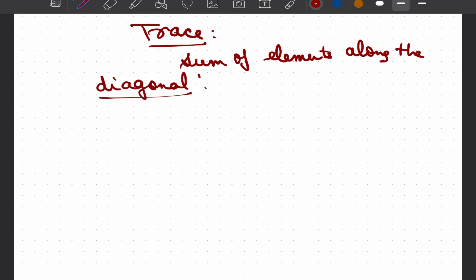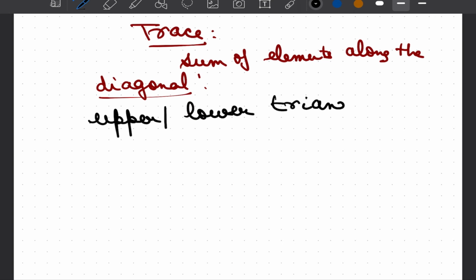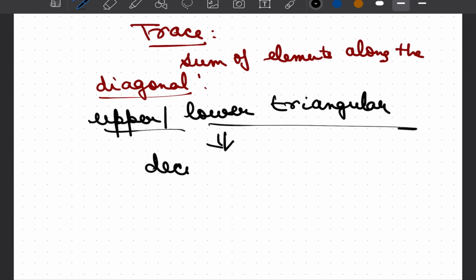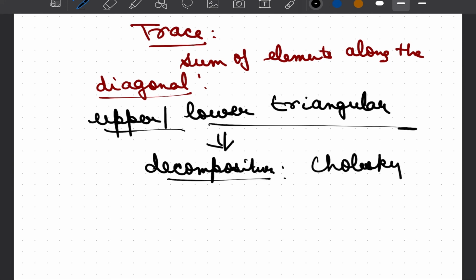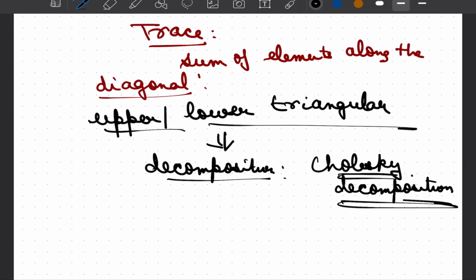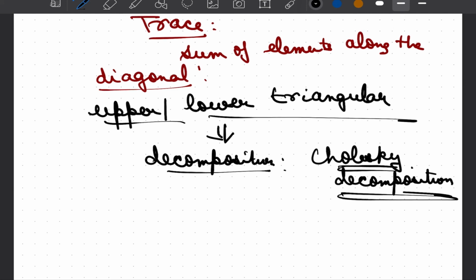Now, we might have heard of the terms upper or lower triangular matrix. Upper and lower triangular matrices are commonly used whenever we have to do some matrix decomposition. And one of the common decompositions which makes use of upper and lower triangular matrices is Cholesky decomposition. We'll not go into detail of Cholesky decomposition in this video, but in subsequent videos we'll talk about what its significance is, and how positive definite matrices can be decomposed using Cholesky decomposition.